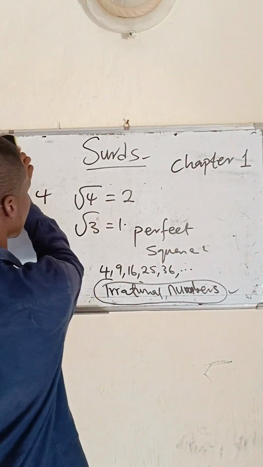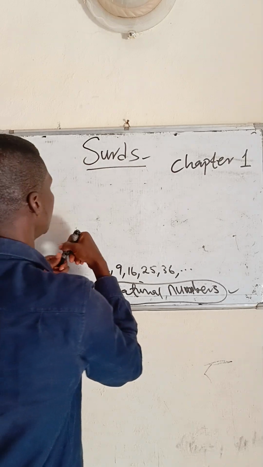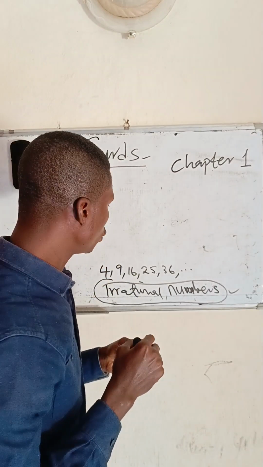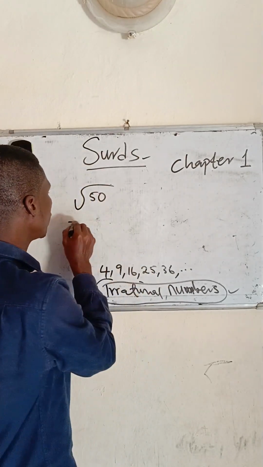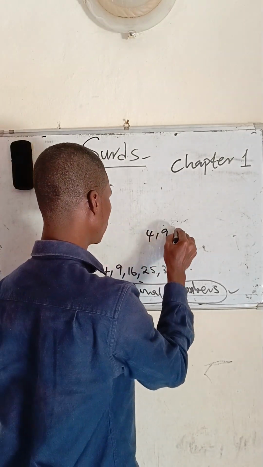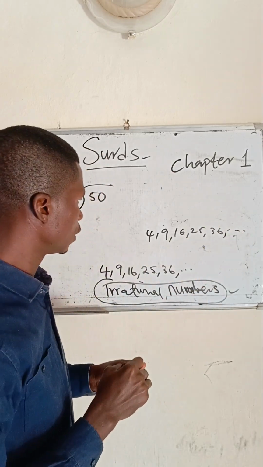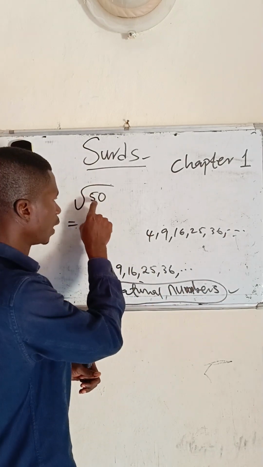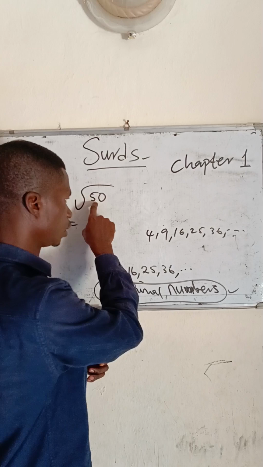So whenever you're given something like this, 50, to simplify, what do you do? You must introduce a perfect square. Now, what is a perfect square? Look for any perfect square that can go into this number. We have 4, 9, 16, 25, 36, and so on, just like I listed it here. Which perfect square can go into this number? The perfect square that can go into this number is 25 without remainder.